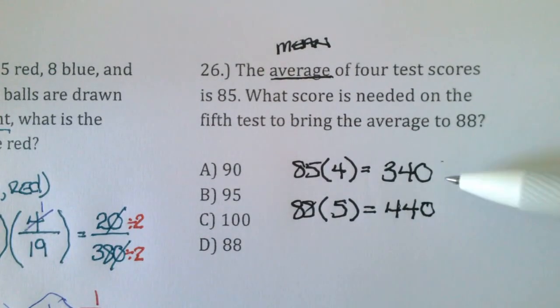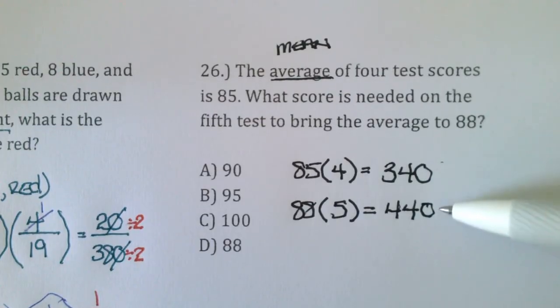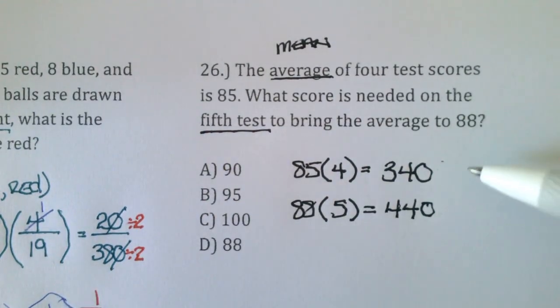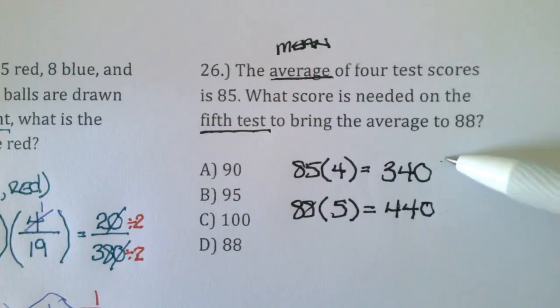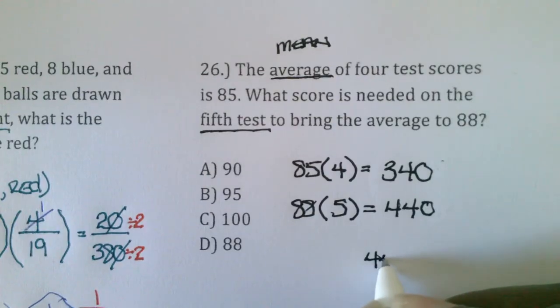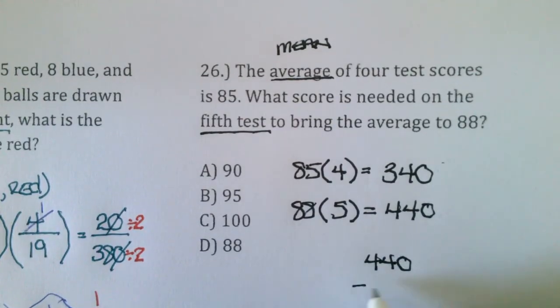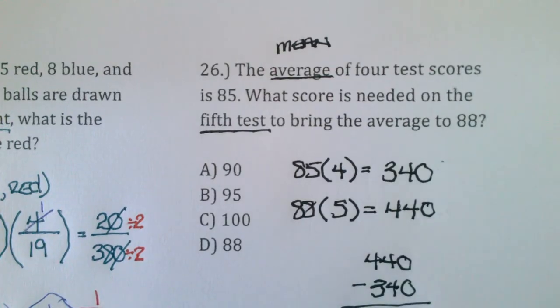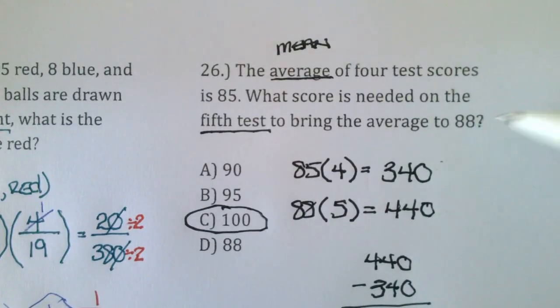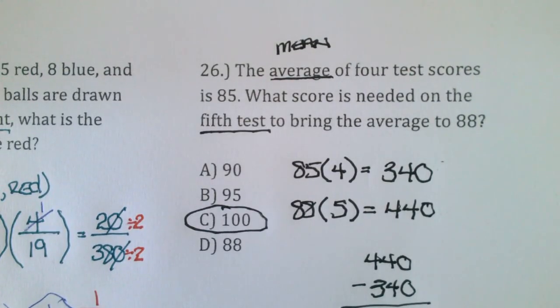So now we have the 2 sums. We want to know what that 5th test score is. So we're going to subtract those 2. Exactly. So we got our 440 minus our 340. That gives me 100. So that person needs 100 in order to bring that average to an 88 with that 5th test score being there. Okay?